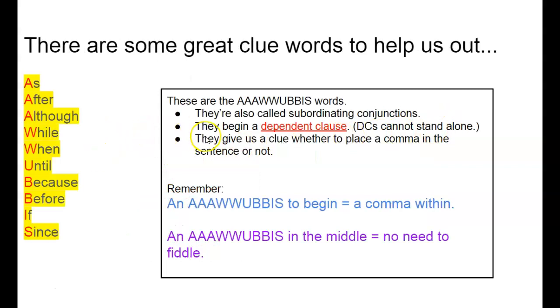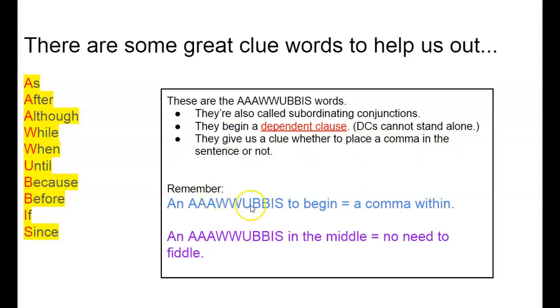There are some great clue words to help us find out how to punctuate, and they're called the AWOOBUS words: as, after, although, while, when, until, because, before, if, and since. These are the AWOOBUS words. They're also called subordinating conjunctions. That's their technical English teacher term. They begin a dependent clause. Dependent clauses cannot stand alone. They depend on a whole other sentence in order to help them be correct. But these AWOOBUS words also give us a clue whether or not to place a comma in the sentence. So write this down in your notes.